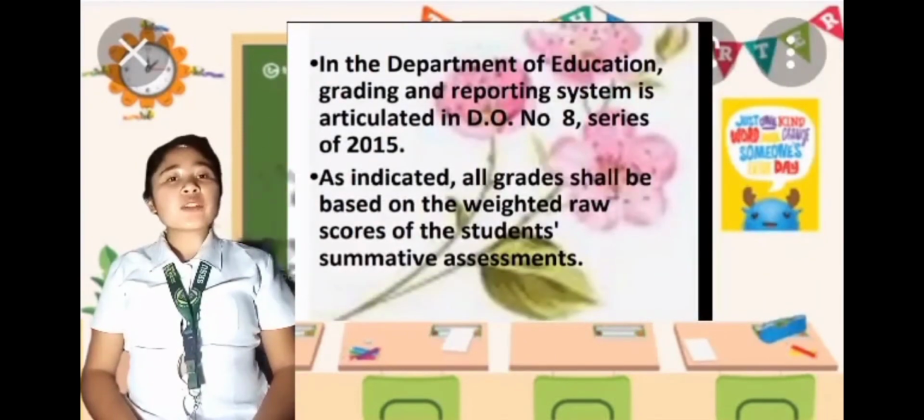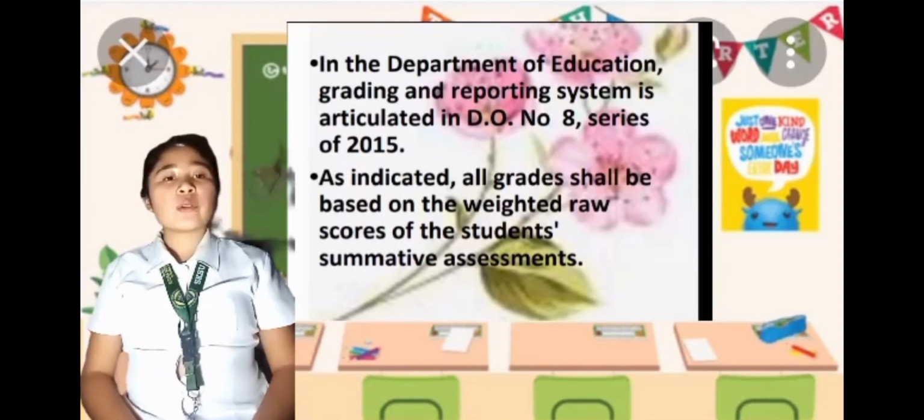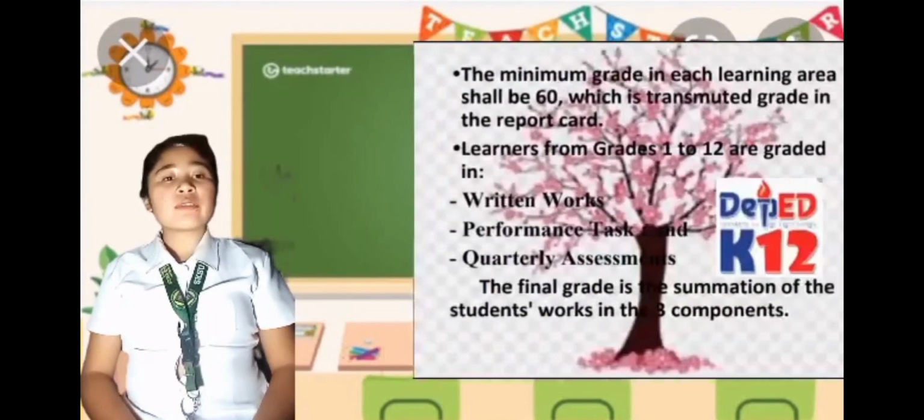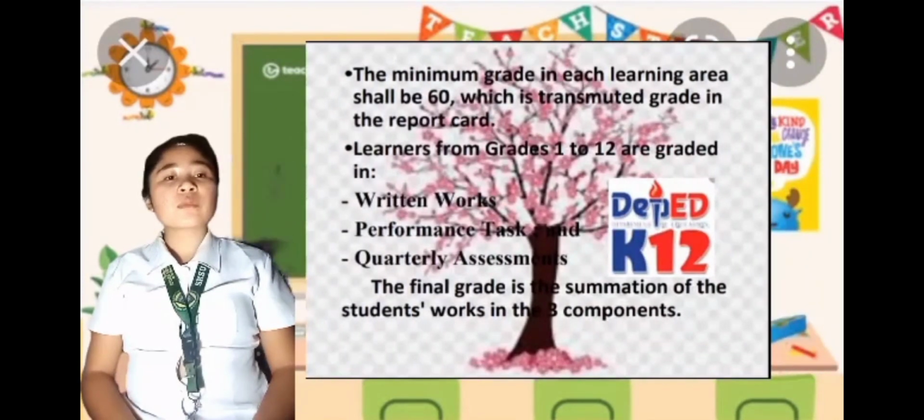In the Department of Education, the grading and reporting system is articulated in DepEd Order Number 8, Series of 2015. Grades shall be based on the weighted raw scores of the students' summative assessments. The minimum grade in each learning area shall be 60, which is transmuted to 75 in the report card.